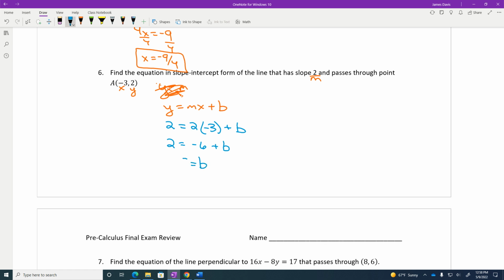b equals 8. Now with that, we can now write our equation. We're going to use this b and this m. Right, y equals mx, so 2x plus b, which is 8. It's kind of a warm up for the next quick question, which is a little bit harder.